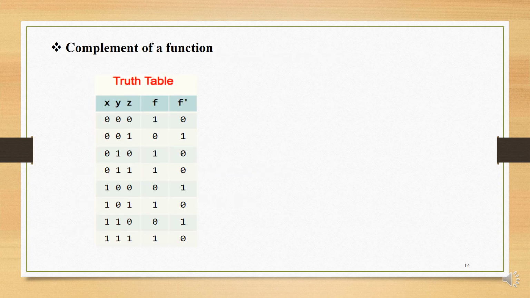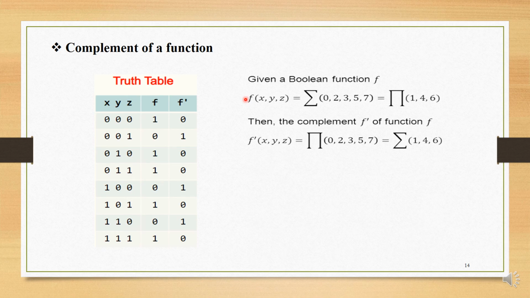Next, we will see complementing of a Boolean function. Now, from the given truth table, you can see that we have written a function f and also the complement of the given function. Let us see how we can complement the function and arrive from one canonical form to another canonical form by complementing it.